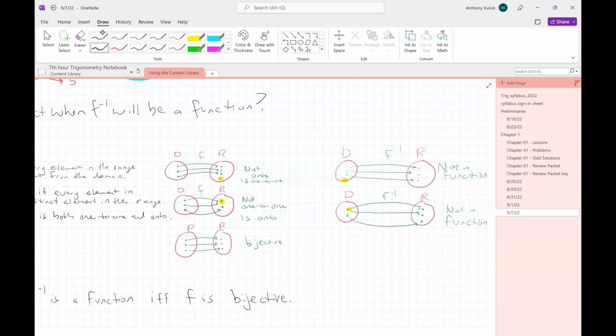What is one-to-one going to look like if I have a set of ordered pairs? What am I checking for if I'm looking for one-to-one? What am I really looking for?